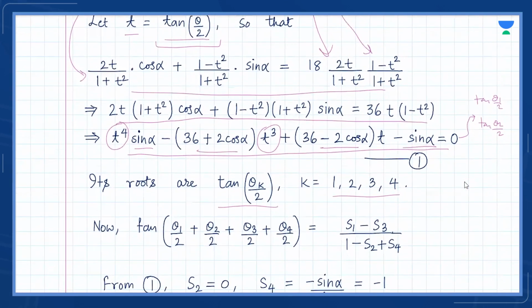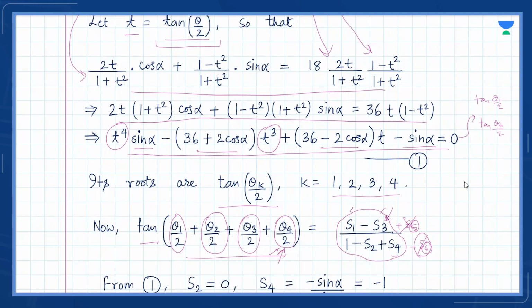Now we need to see that tan of theta 1 by 2 plus theta 2 by 2 plus theta 3 by 2 plus theta 4 by 2 would be equal to s1 minus s3, over 1 minus s2 plus s4. Now obviously plus s5 cannot come, right, because there are just 4 terms, so maximum index can be 4. So we have ended this numerator till here only, and of course minus s6 cannot come, because once again there are 4 terms, so we can't have sum of terms taken 6 at a time. The index cannot be more than 4. So that's why we are getting this expression for the tangent of this angle.